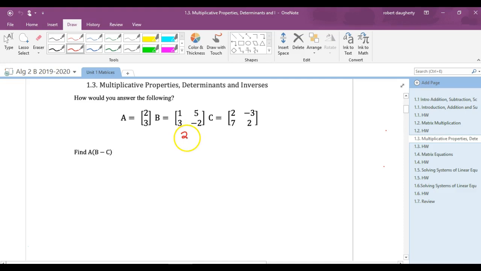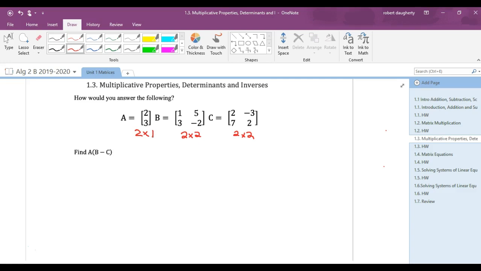This is 2 by 2. And this is what? 1 by, excuse me, sorry, I was messing up. It's row by column. 2 by 1. So here I've got a 2 by 1 times a 2 by 2 minus a 2 by 2. So can this be done?